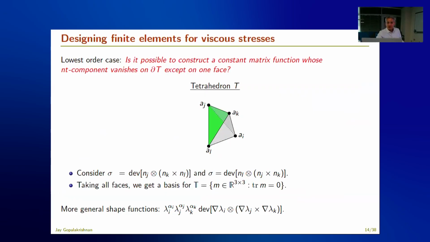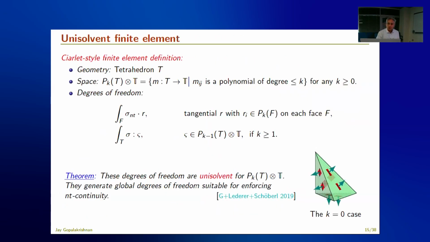Okay, this is how we make NT-continuous finite elements. You could also write it much more formally than how I've described the idea behind the construction. You can write it in the Ciarlet style finite element definition. You have a geometry, a space. The space is simply the space of polynomials of degree k, or traceless matrices whose components are polynomials of degree at most k. And it's a family of elements starting from k equal to 0 on up.